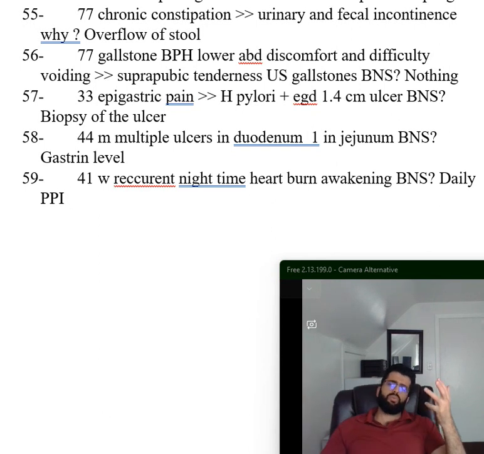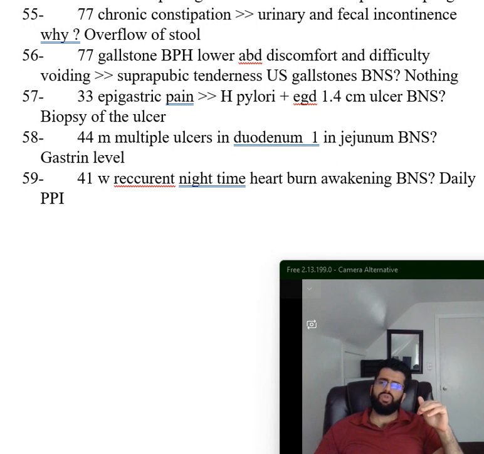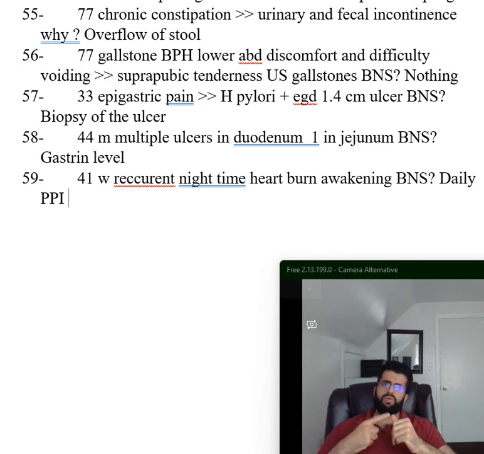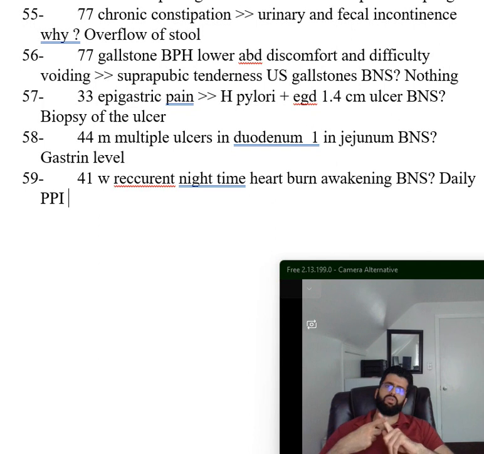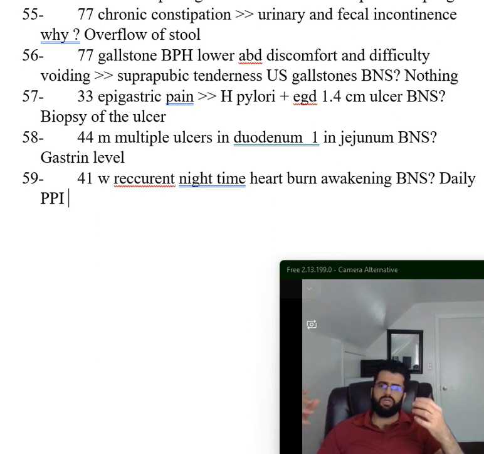When do you do endoscopy, not just PPI? If there are alarm features for GERD. What are the alarm features? Age more than 50, difficulty swallowing, weight loss, anemia, melena or hematemesis, and failure of a PPI trial after 4 to 6 weeks. So if you're losing weight, losing blood, and losing hemoglobin, all these things can cause that.